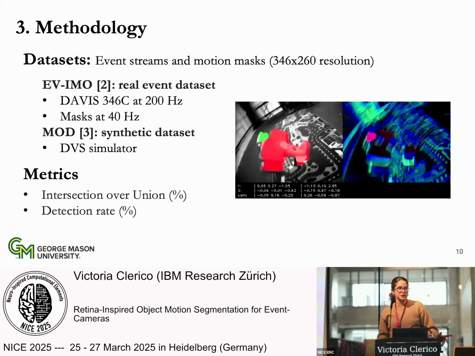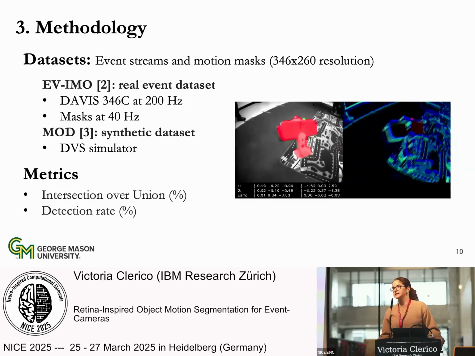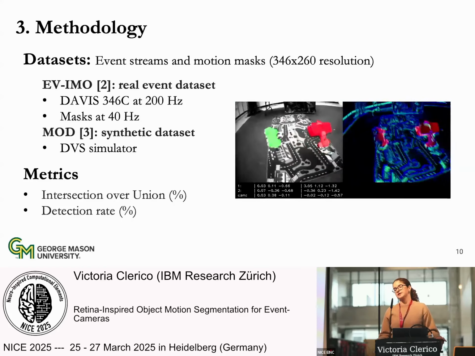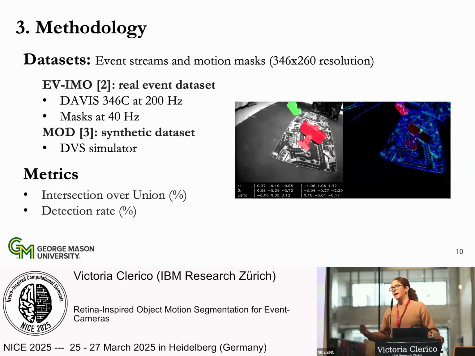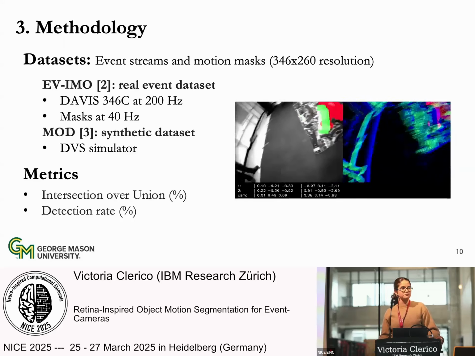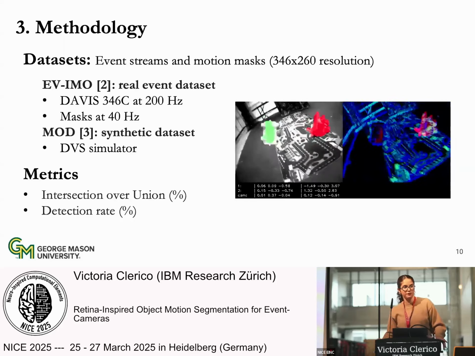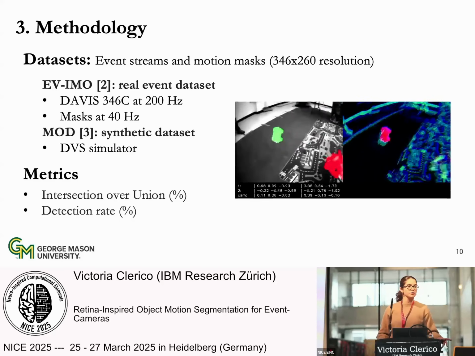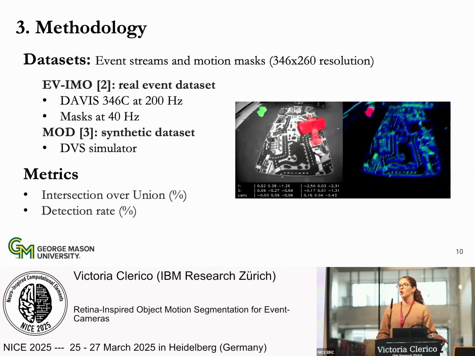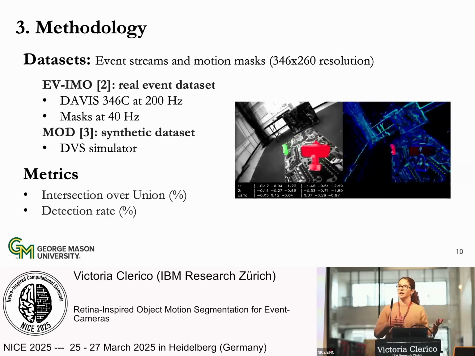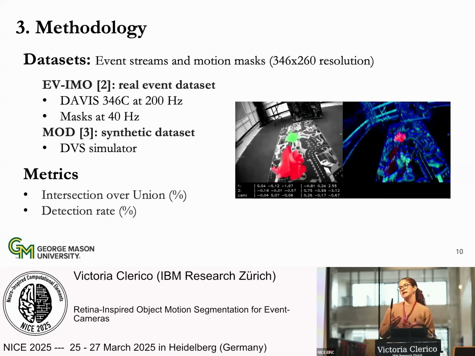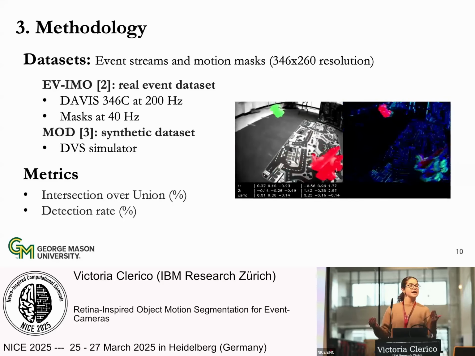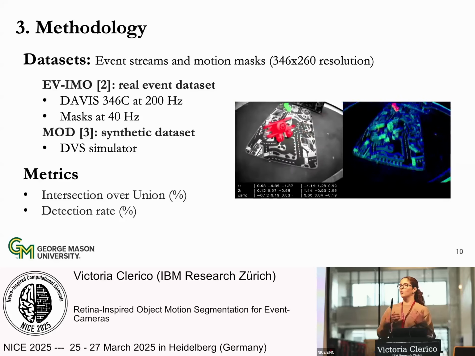And in addition to that, we also use the moving object dataset, which is a simulated 3D environment with up to 8 moving objects and different camera trajectories that is then passed through a DVS simulator. And in order to judge the performance, we use the commonly known metrics from the state-of-the-art, which are the intersection over union that measures the overlap between the predicted mask and the one from the ground truth, as well as the detection rate that considers that an independent moving object has to be correctly detected if the mask overlaps in more than 50%.